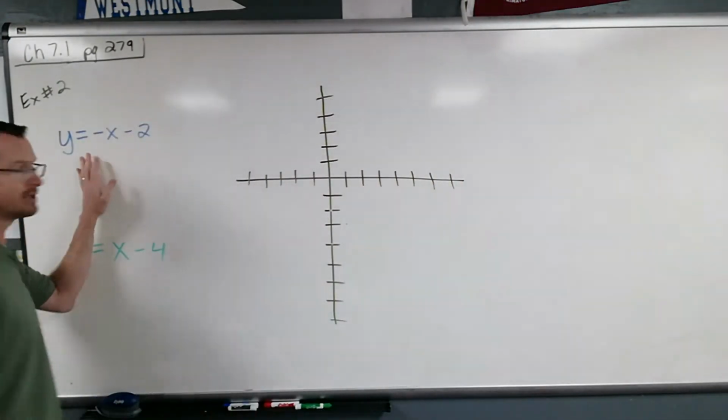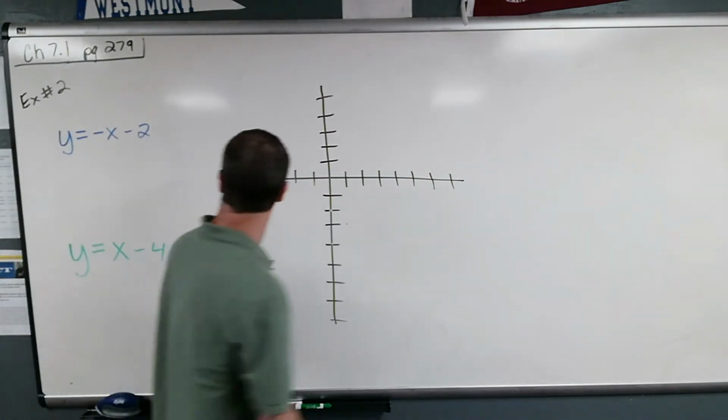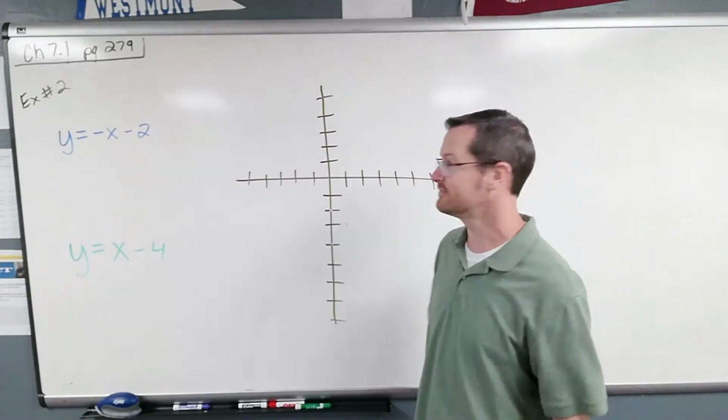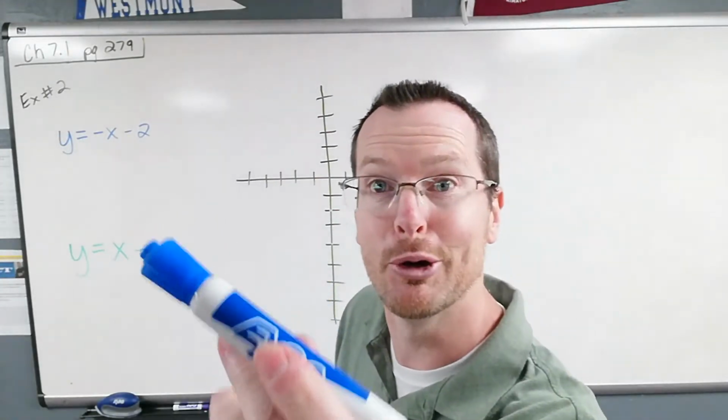Over here, we have a line in blue. It says y equals negative x minus 2. And then we have a line in green. It says y equals positive x minus 4. So where do they intersect? Let's find out. So I've got blue, okay?